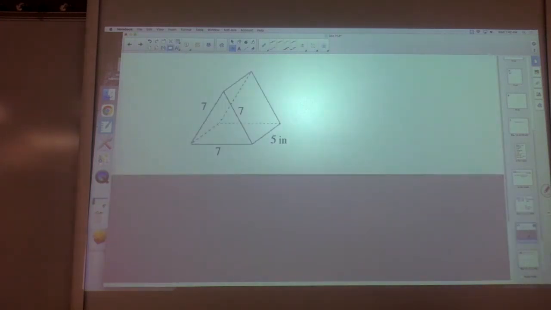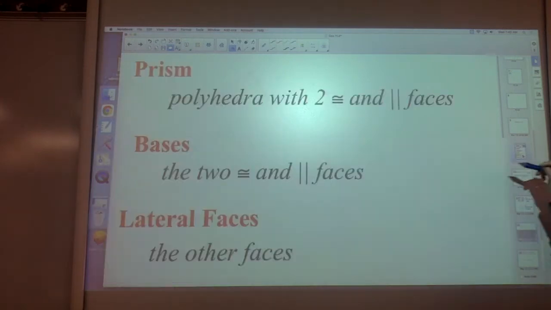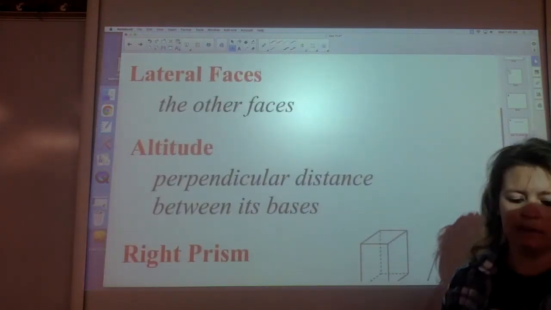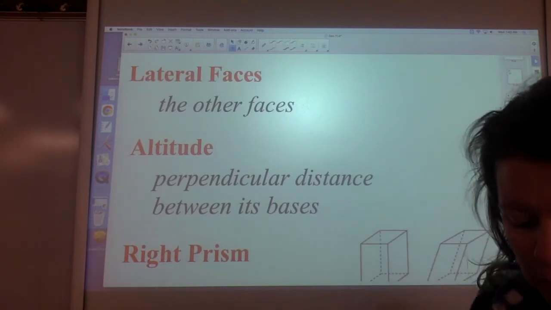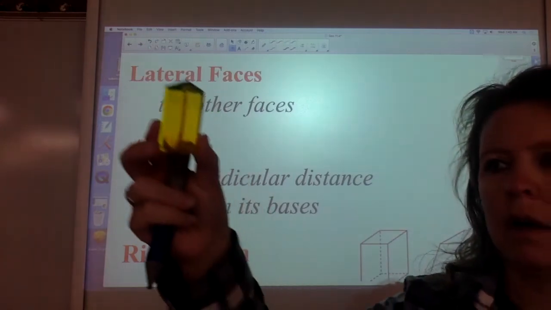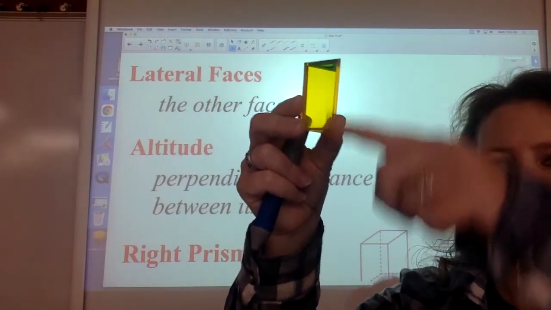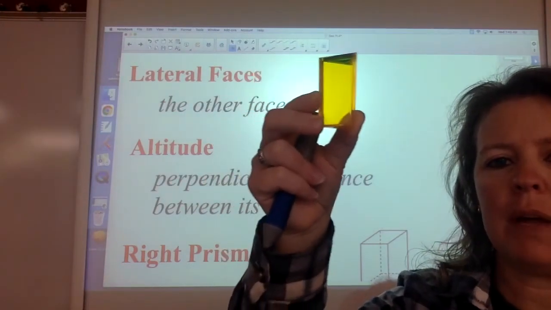Let's try a triangular prism. It's an equilateral triangle. They won't always be. Now, as you think of this, let's go back to the word altitude. The altitude is the perpendicular distance between its bases. What is the altitude of this triangular prism? It's this perpendicular distance. It doesn't have to be height.